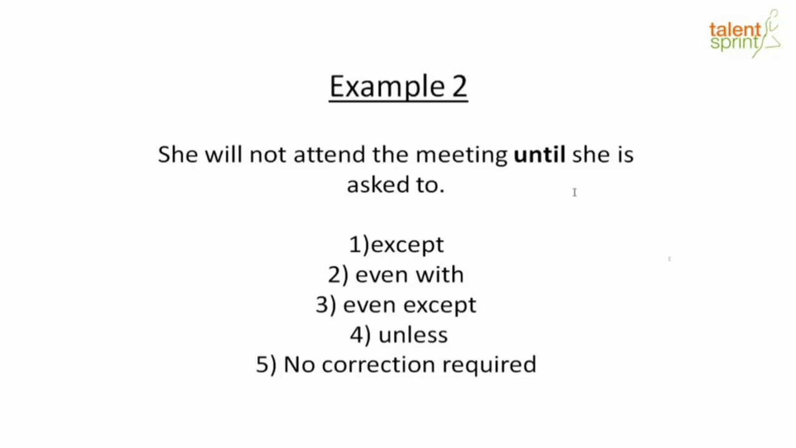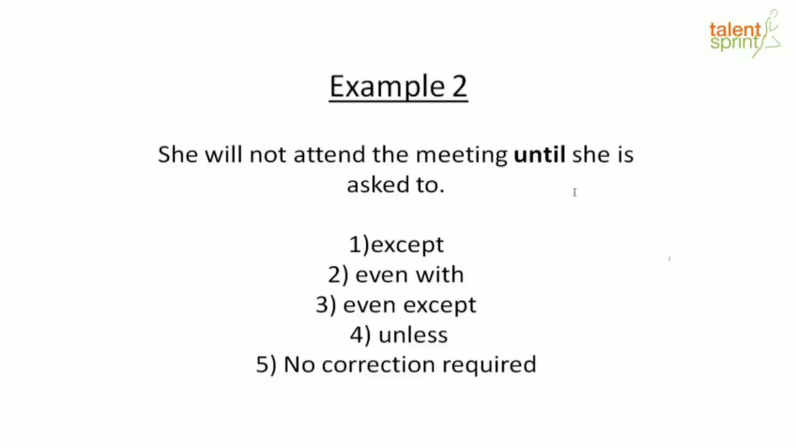And then we have our fourth option, which is unless. Now unless as a conjunction brings in the meaning of a condition. Something has to happen. Unless this is taken care of, it will not happen, right? So is this context bringing in that meaning? Yes. She will not attend the meeting. What is the condition? She has to be asked, right? So here the right answer to replace until would be unless, bringing in the meaning of a condition.